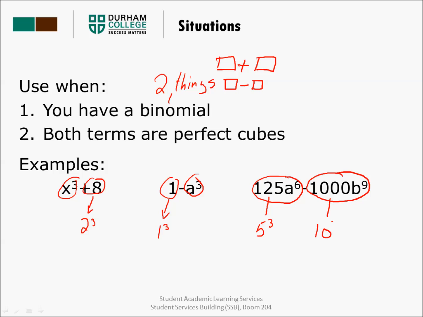And it even works with the a to the 6 and a to the 9, because a to the 6th is a squared and then cubed. So it'll work anytime you have a letter with an exponent that's a multiple of 3. b to the 9 is b cubed and then cubed. It's kind of a double cube.